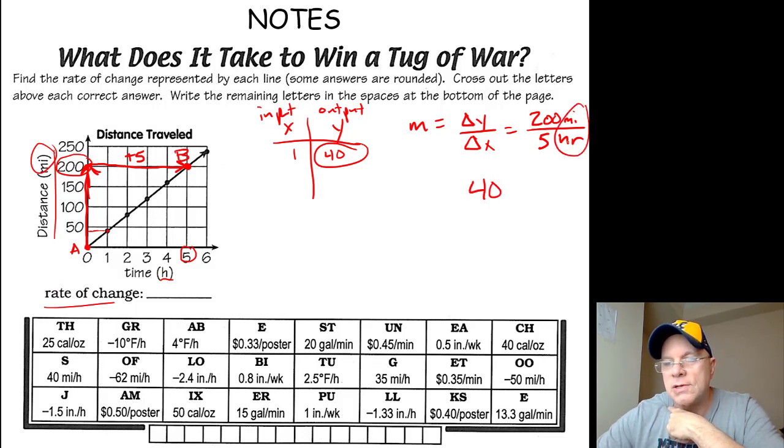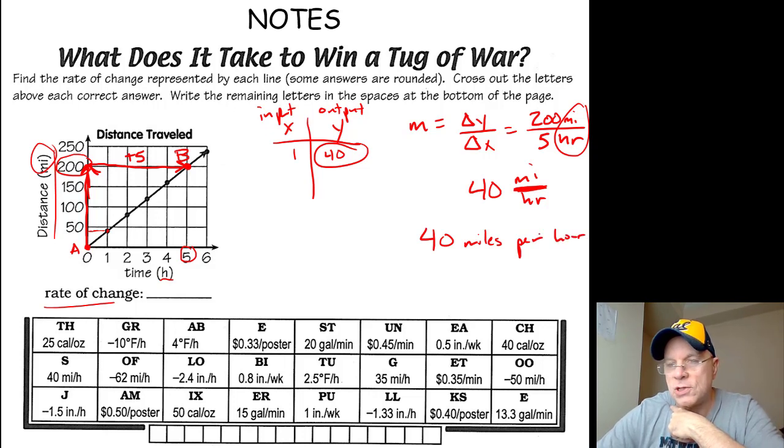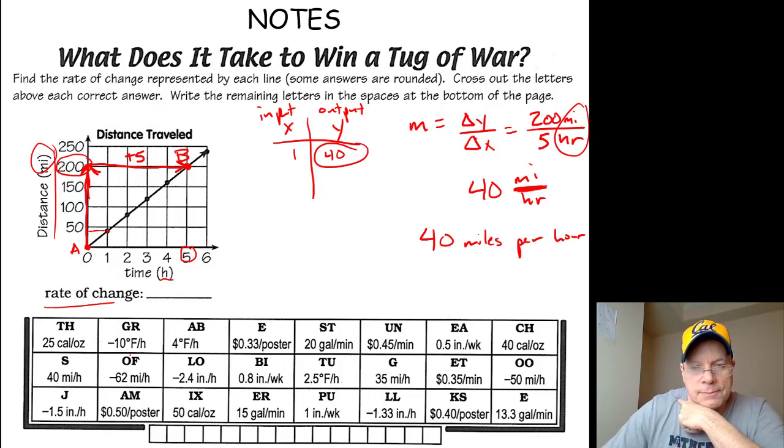And then you look at your units, it's miles over hours. And we talked about earlier this year, we said the vinculum indicates division, and division can also be represented with the word per. So it's 40 miles per hour. That's a unit rate. You can connect this back to when we did unit rate. If you go 200 miles in 5 hours, on average you go 40 miles in 1 hour, 40 miles per hour. And because we have choices down here, we should look to see if we find this answer. And right here I see 40 miles per hour.